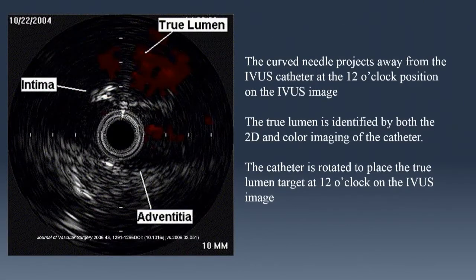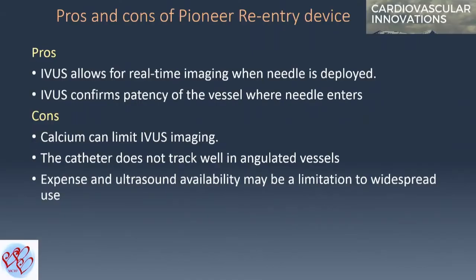The way you do this is simply you have the catheter in the subintimal space, and you can see the true lumen with the good flow using the color on the ultrasound. You position them at 12 o'clock, both lumen and needle, and you advance your needle, and it goes straight into that true lumen. It works very nicely. The pros and cons: the IVUS allows for real-time imaging when the needle is deployed, and the IVUS confirms the patency of the vessel where the needle enters.